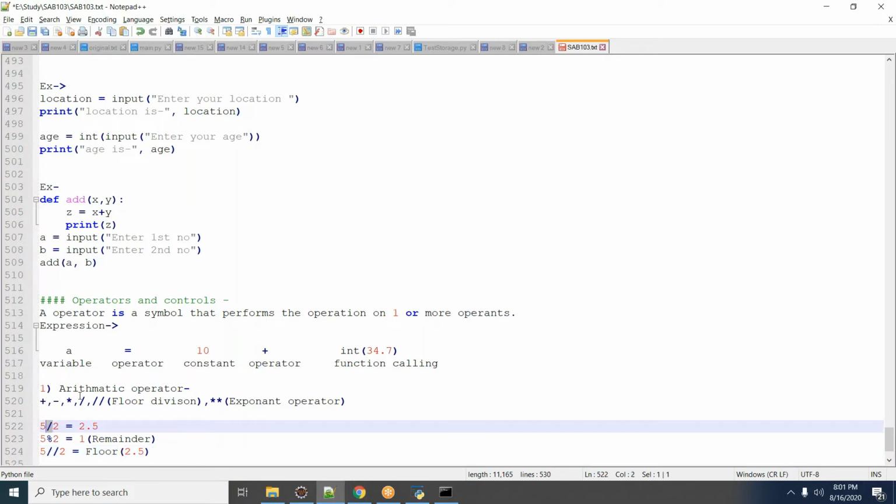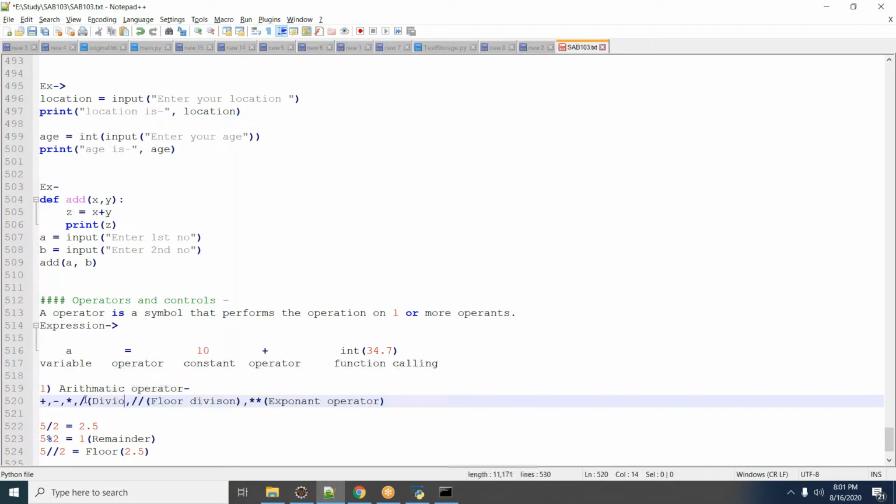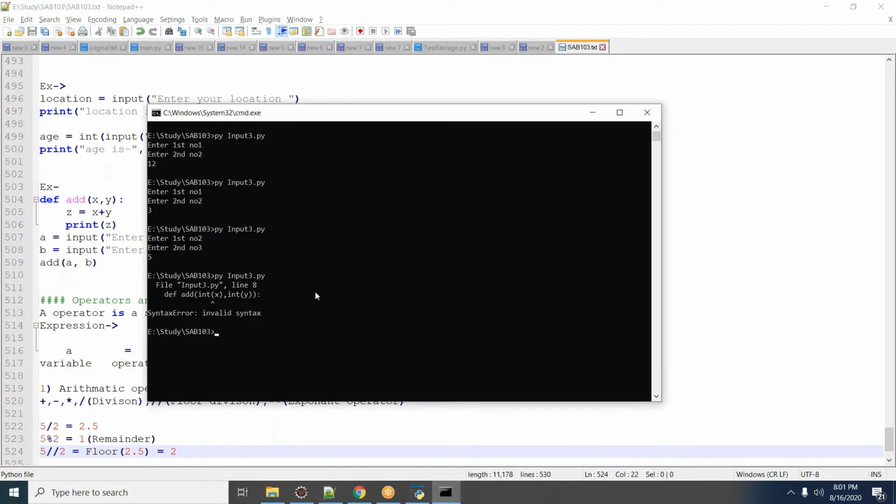This is known as division. Okay, so this is division. If we do 5 divided by 2, it will give me 2.5. Floor division means the floor of the division. Now the floor of 2.5 will be 2.